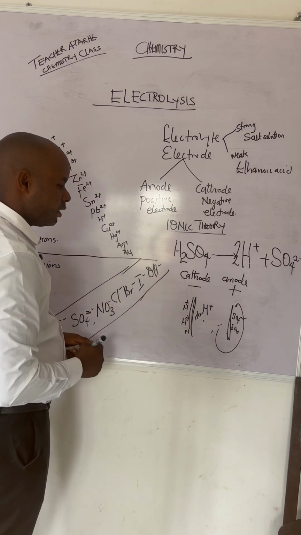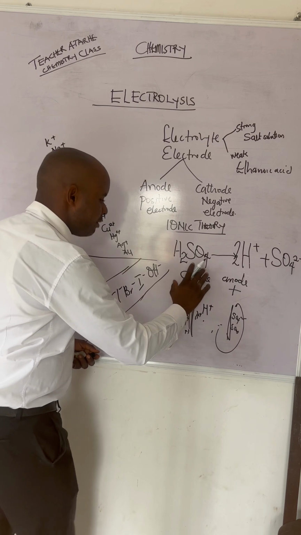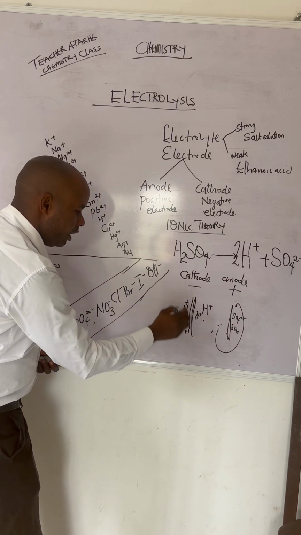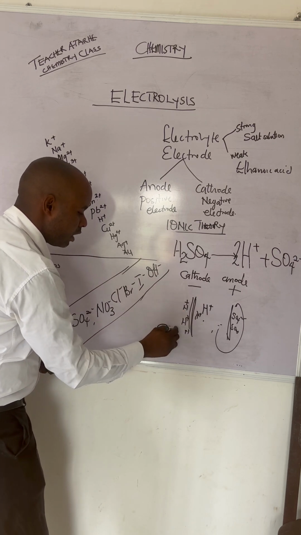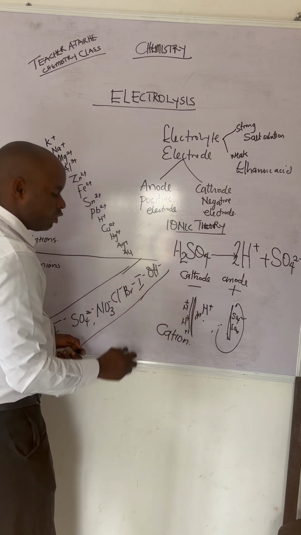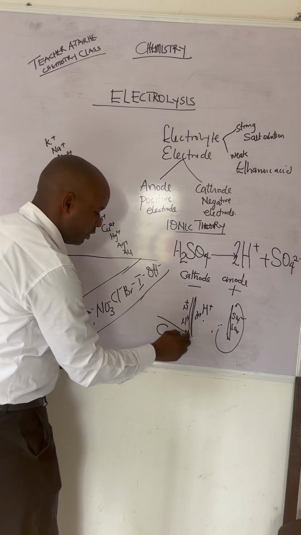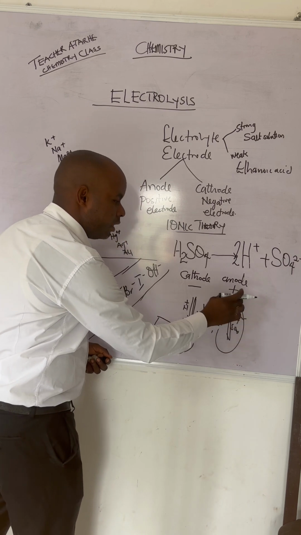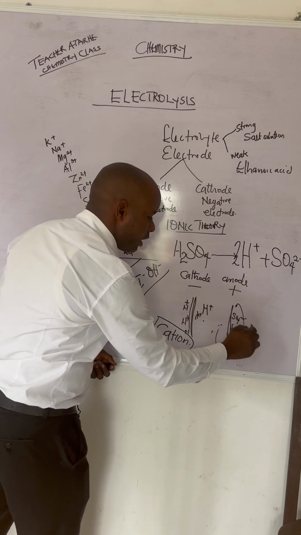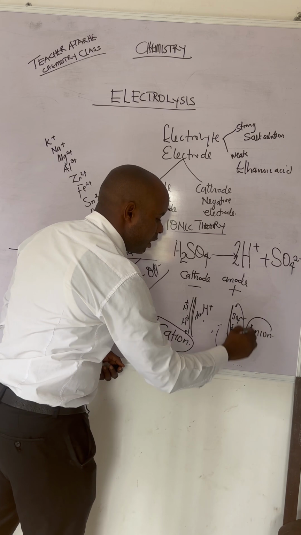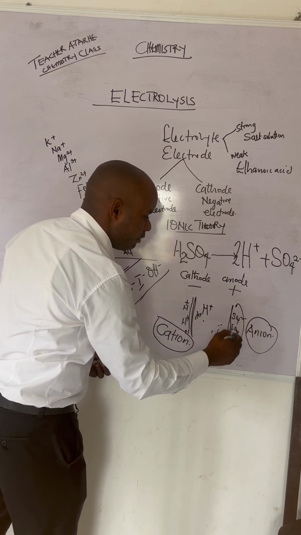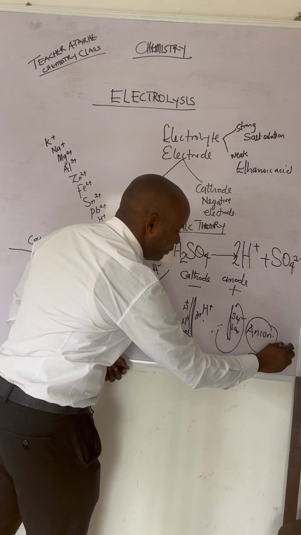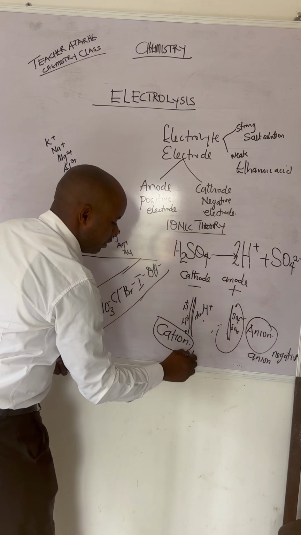Whatever is found at the cathode, in chemistry, all the ions found at the cathode are known as cations. So positive ions are known as cations, while negative ions, since they are found at the positive pole, are called anions. Anions are negative ions, and cations are positive ions.